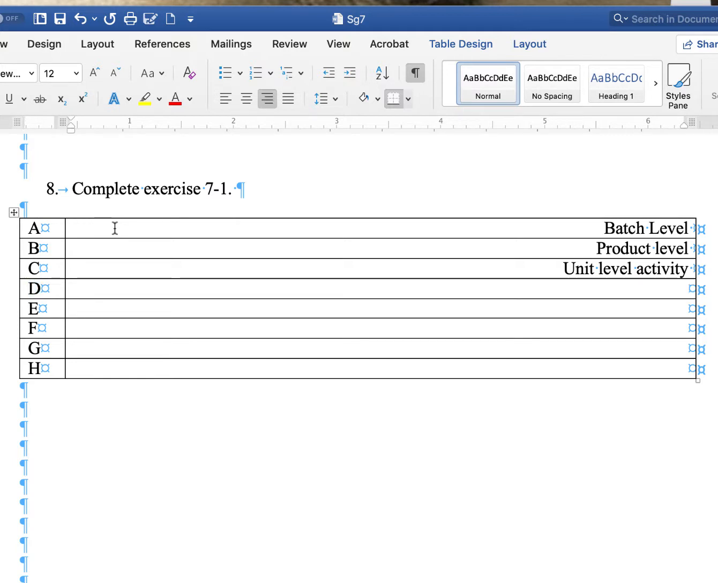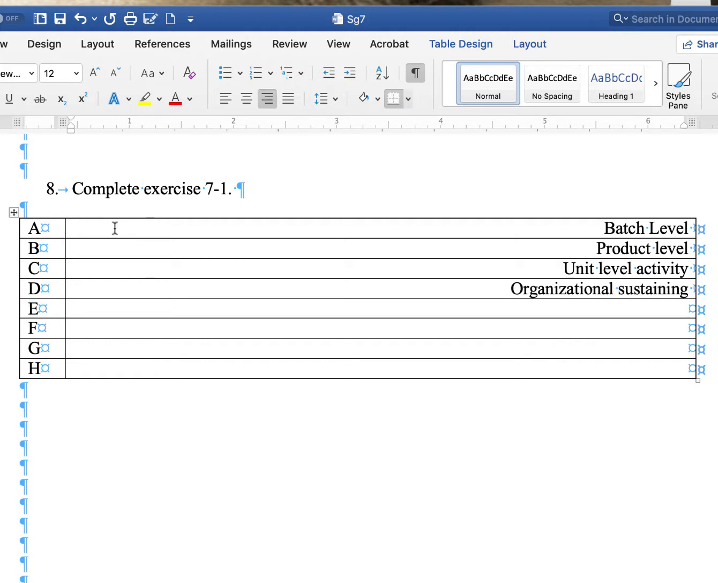So let's look at D. D says interview and process new employees in the personnel department. Well, personnel department, right? We got to interview people. We got to process new employees. Well, that one's really organizational sustaining, right? Regardless of what we produce, regardless of how many batches we run, regardless of how many units we make, we're still going to have to interview and hire people. So that's going to be an organizational sustaining cost.